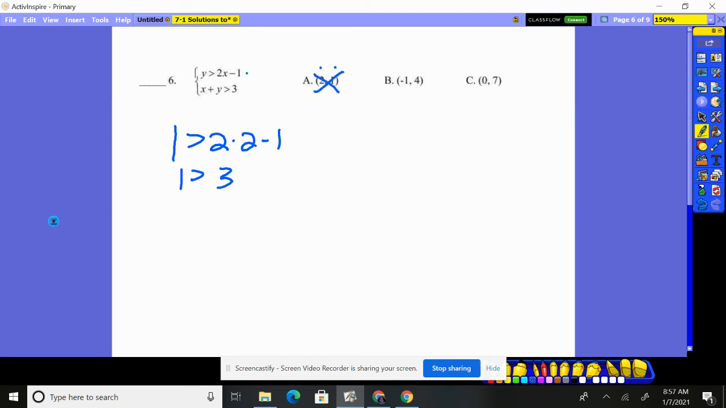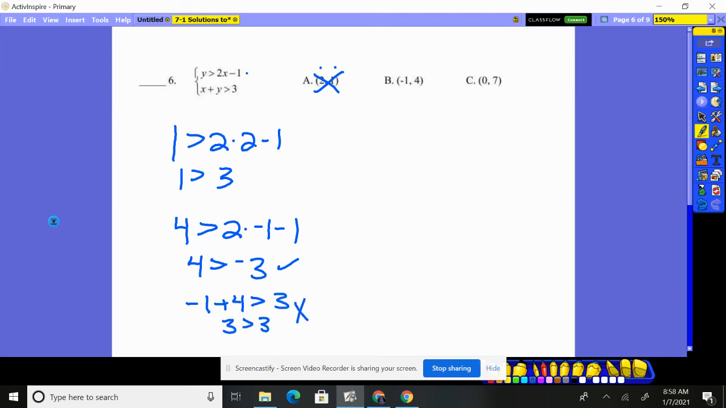Let's try (-1, 4). So y is 4. Is that bigger than 2 times -1 minus 1? 4 bigger than 2 times -1, that's -2, minus 1 is -3. Is 4 bigger than -3? Yes. So it does work for the top inequality, but it's got to work for the bottom one also. So we plug (-1, 4) into the bottom inequality. -1 plus 4. Is that bigger than 3? Well, that gives me 3. Is 3 bigger than 3? No, it's equal, so it doesn't work.